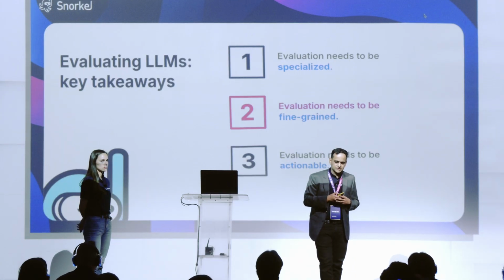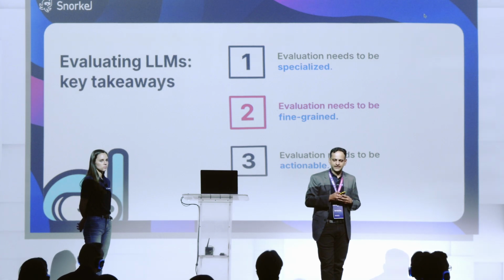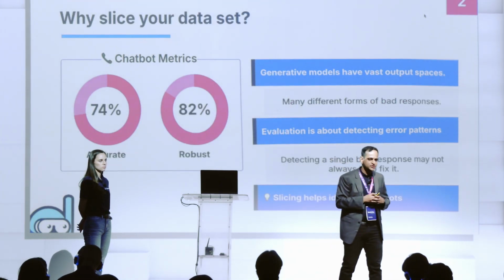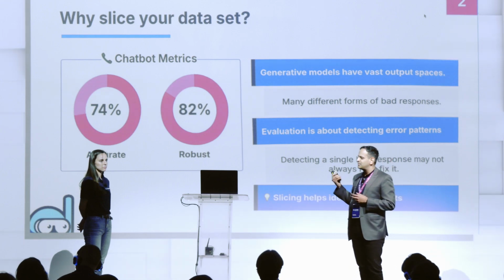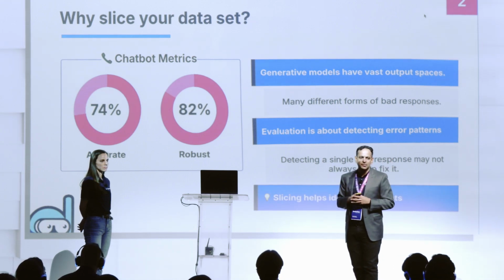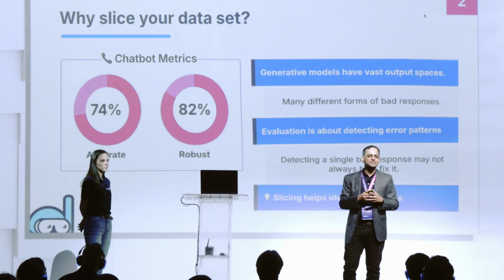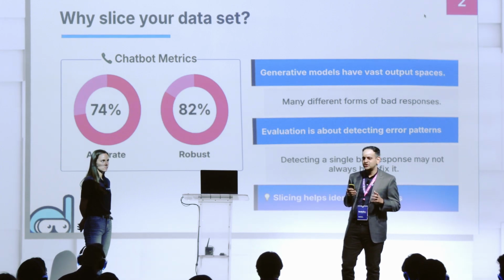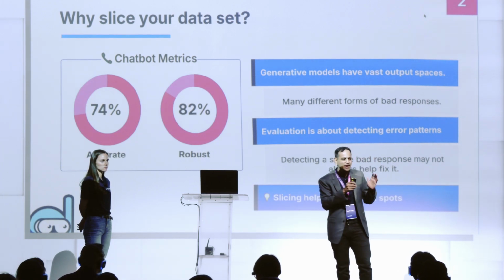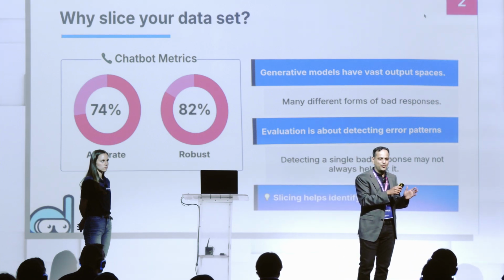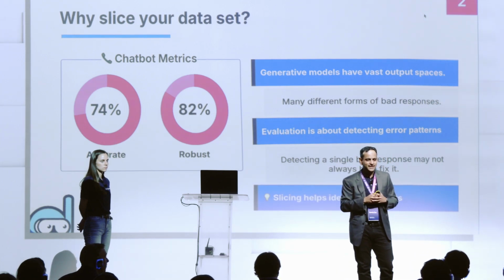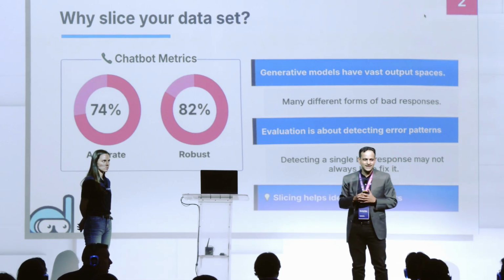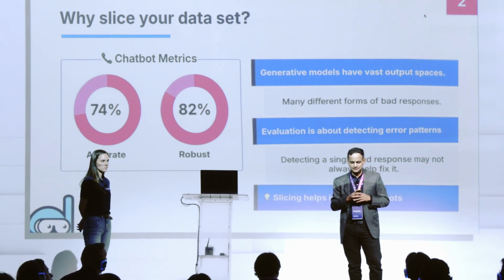Let's get to the second message. Evaluations need to be fine-grained. Let's say I told you that you had a chatbot in production that's 74% accurate and 82% robust. Does that tell you something? Maybe not. I'm pretty sure that you're quickly thinking about, hey, what are the 26% of data points where the responses are not accurate? Is it inaccurate and not robust at the same time, at different times? That's where your mind starts wandering.